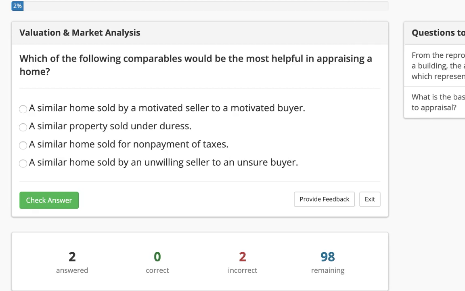How does everybody feel about valuation and appraisal? Is this like a difficult topic? Is it one of the easier ones to learn? Does it just feel like not super applicable to what you're going to do?